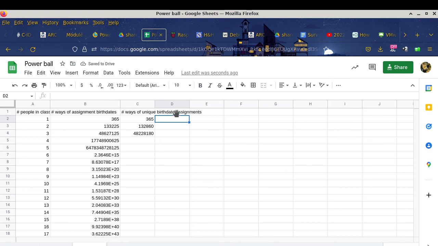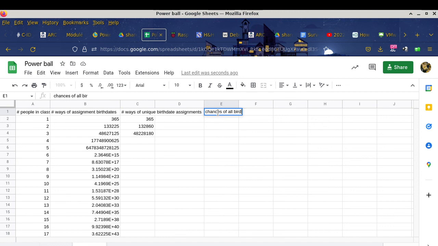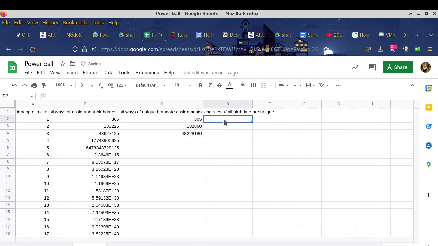The next column is going to say what are the chances that all birth dates are unique in the class. That one is just a ratio, and I think I put this in the wrong spot. Copy, paste, delete, and make this column wider. There we go. So the chances is really just this number divided by that number. It turns out to be 1 when there's only one person in class, and it is 0.997 when there are 2 people in class, and so on.